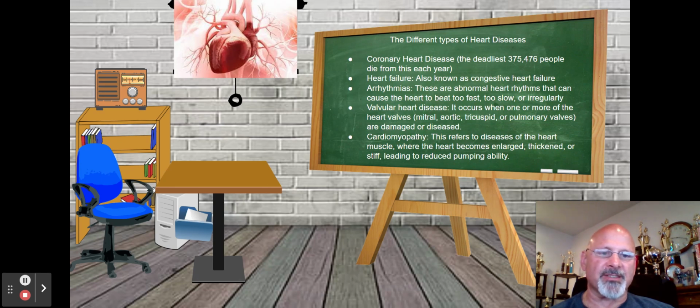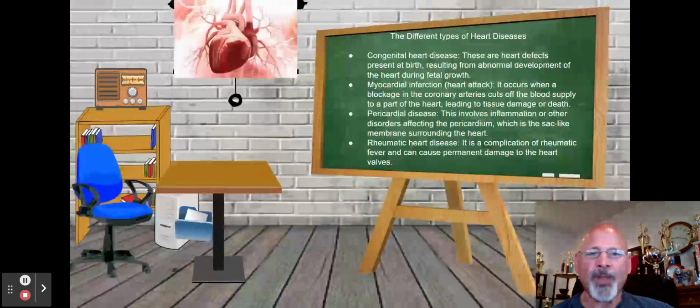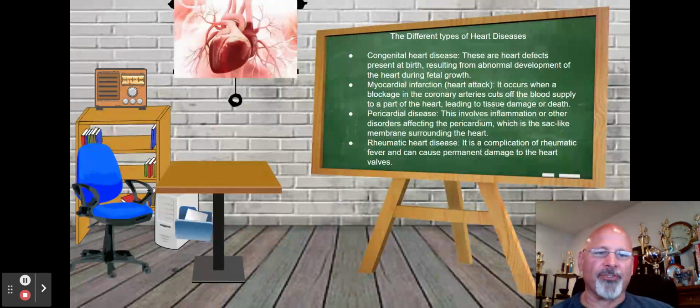Valvular heart disease occurs when one or more of the heart valves, the mitral, aortic, tricuspid, or pulmonary valves, are damaged or diseased. Cardiomyopathy refers to the heart muscle, where the heart becomes enlarged, thickened, or stiff, leading to reduced pumping ability. Congenital heart disease refers to heart defects present at birth, resulting from abnormal development of the heart during fetal growth.